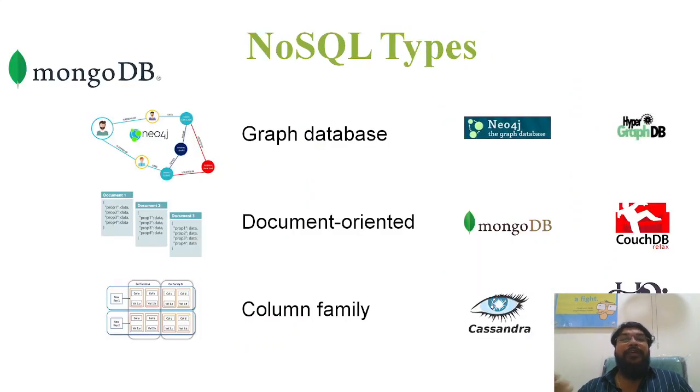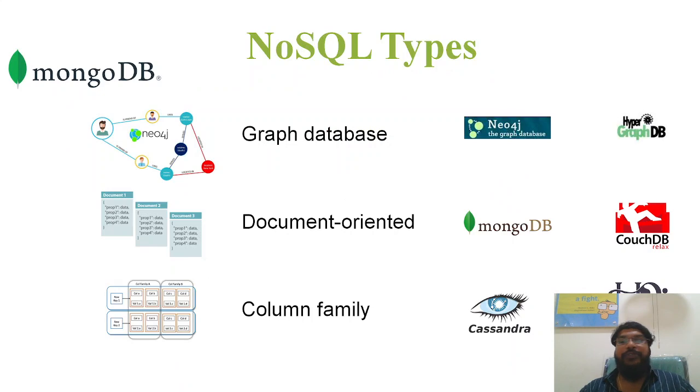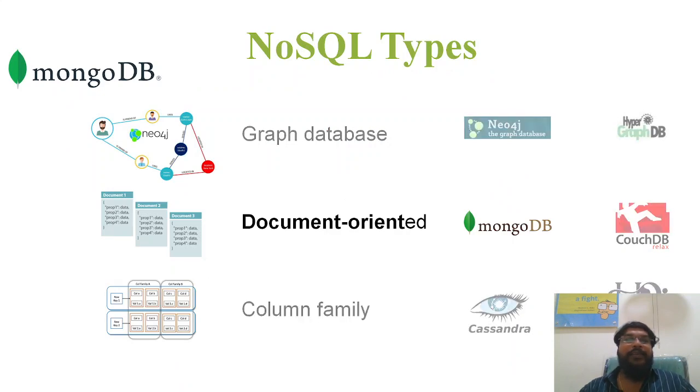Now we'll be looking at the types of NoSQL. If you are using a graph database, then you will have 2 different types of software available, that is Neo4j and also HyperGraphDB. And if it is document oriented, we have MongoDB and also CouchDB, which we are discussing right now. And if it is a column family, then we have Cassandra, which is an open source database available in the market, and also HBase.